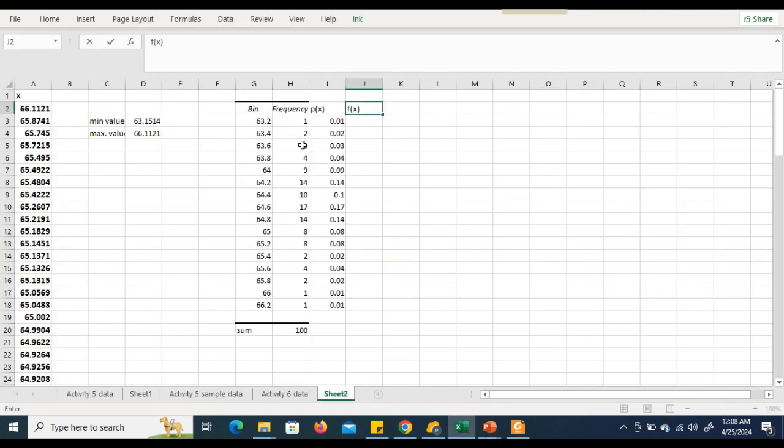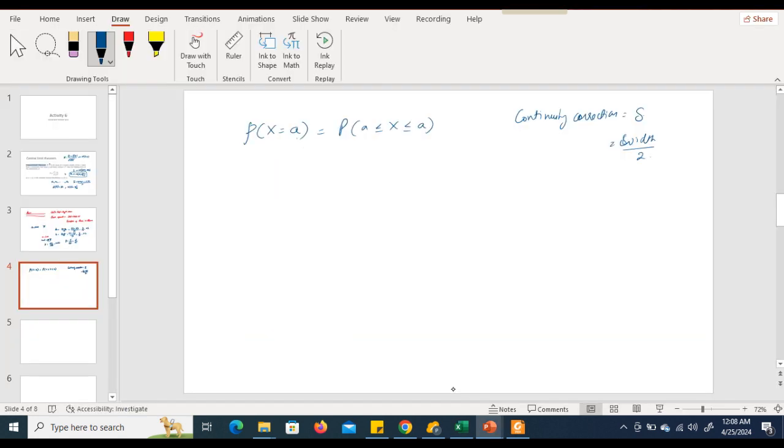In this case, what is the width? The width is 0.2, so delta is 0.2 divided by 2, so its value is 0.1. So how do we convert it into continuous form? We take a minus delta and a plus delta. Basically this is the discrete data, and with this we have converted it into continuous form. Now this is in continuous form, so let the lower limit be A and the upper limit be B.